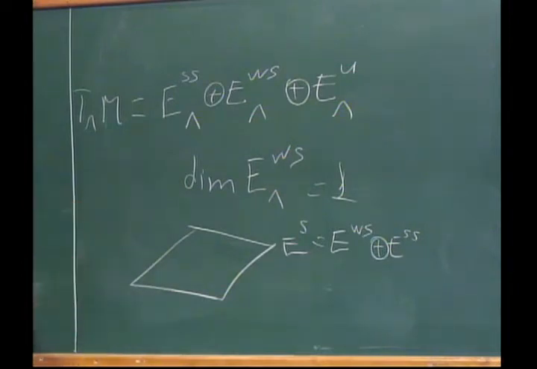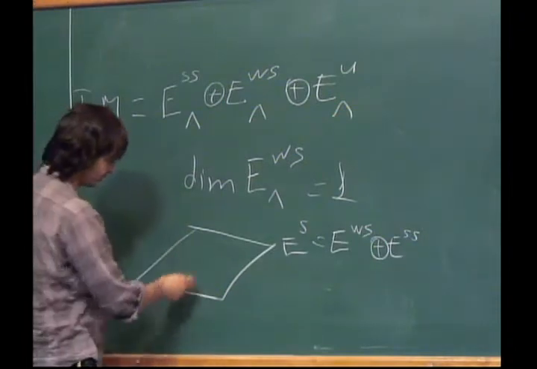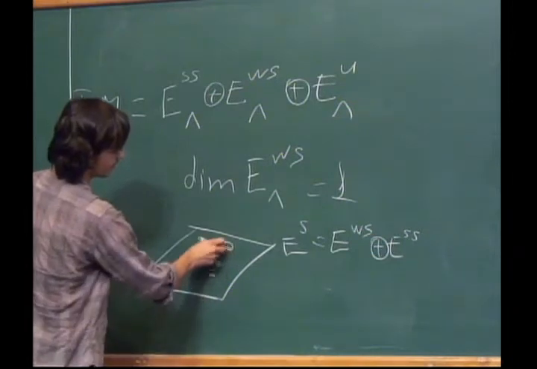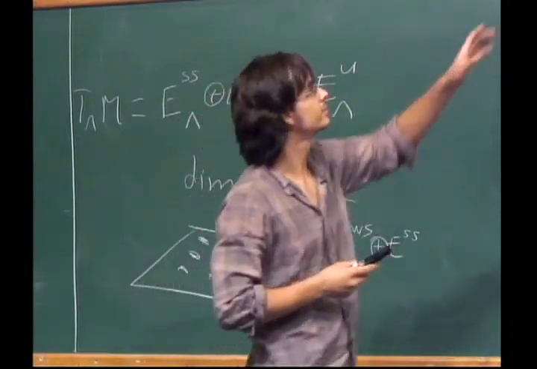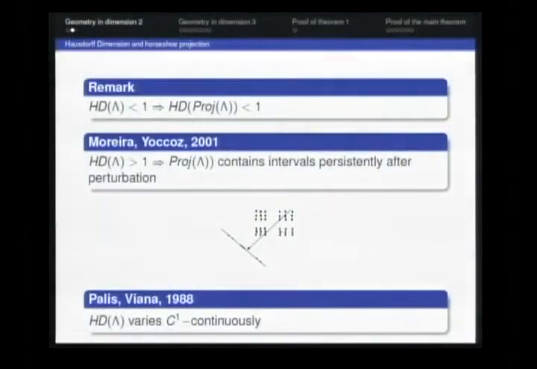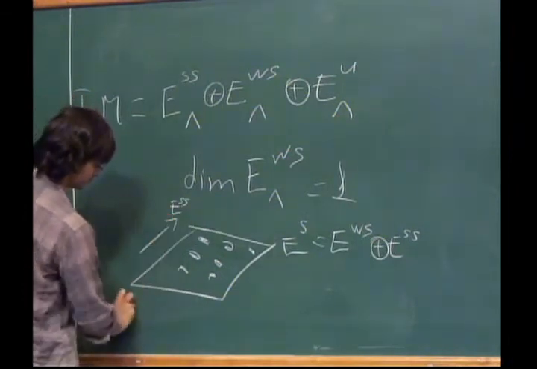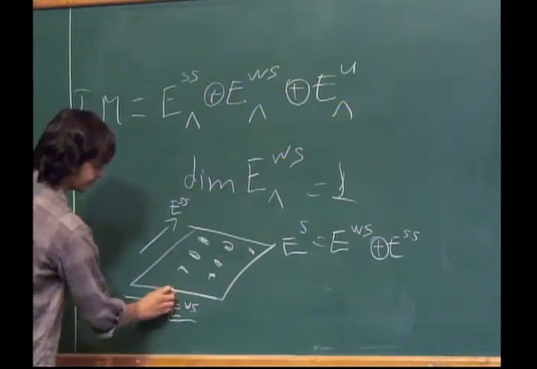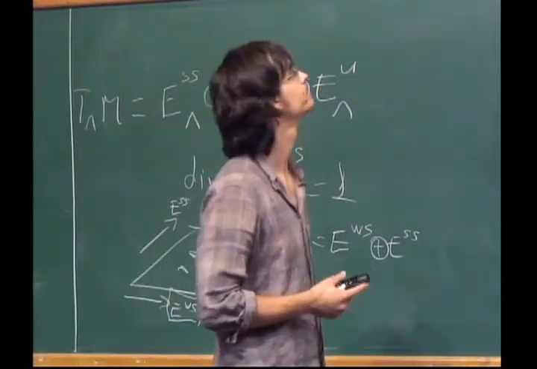But in this case, the horseshoe intersected with this stable leaf is not necessarily a product of Cantor sets. So this is a quite different result. On the other side, the weak stable foliation has dimension 1, and this will help us.